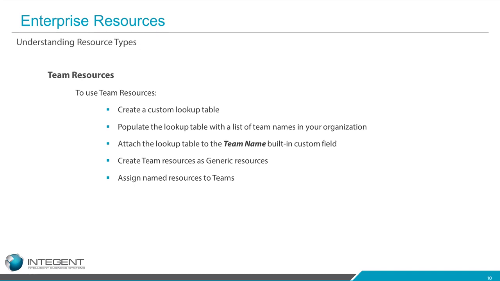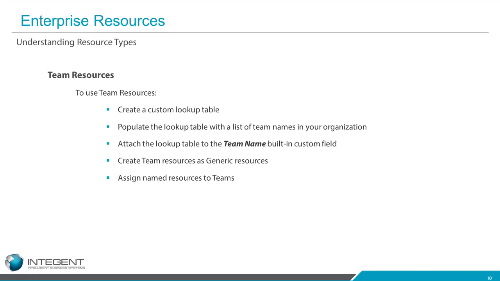Your administrator is going to have to create a lookup table that contains the names of the teams. So maybe one is IT support help, or maybe you have more than one team. Those names need to be created or added to a value list in a lookup table. The lookup table needs to be hooked up to the team name, which is a default enterprise field that is already existing from Microsoft. It just doesn't have any values in it, so you need to add the values.